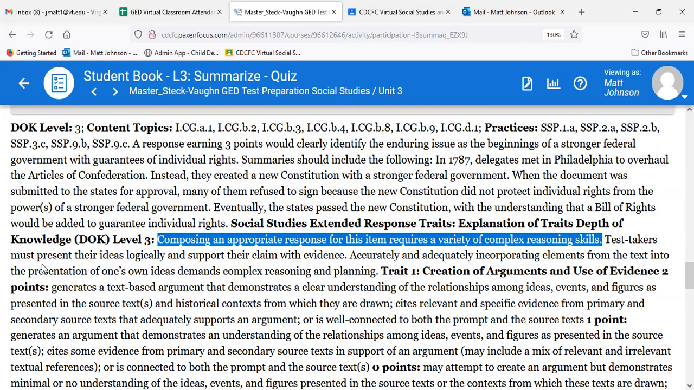Accurately and adequately incorporating elements from the text into the presentation of one's own ideas demands complex reasoning and planning. The one thing that you want to make sure you're doing too is putting them in your own words, right? You're not going to copy and paste sentences from the text into your own writing. Paraphrasing. This is where students all the time get in trouble with plagiarism when they're writing papers, because they lift full sentences from something they're reading and put it into their papers.